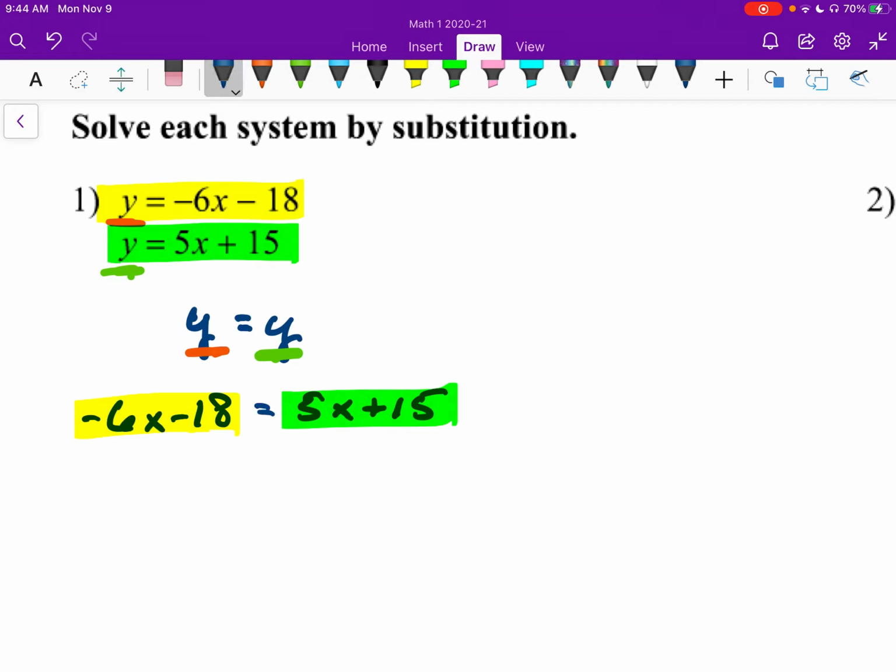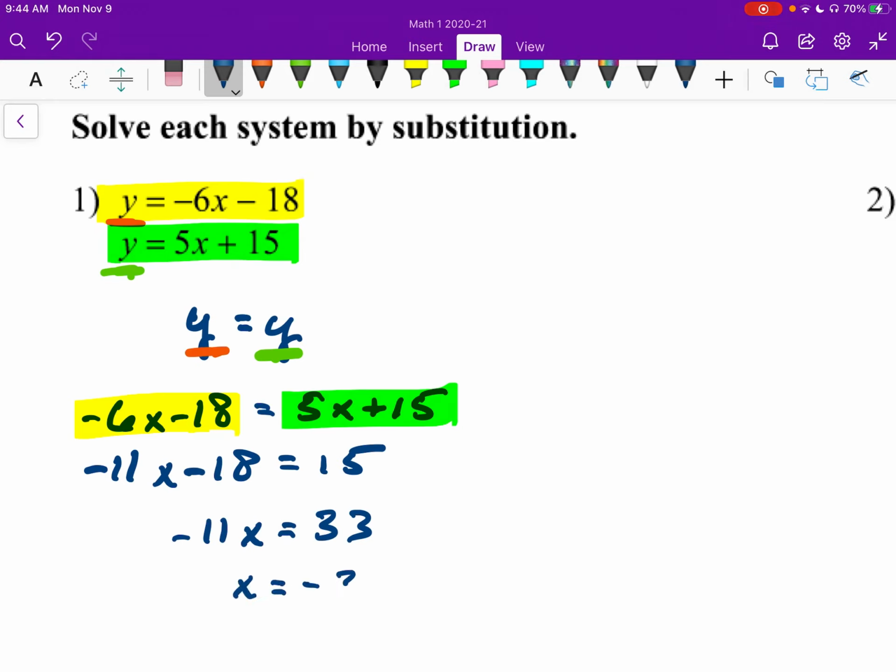Now I'm going to solve, and I'm going to get, what am I going to get? I'll put my x's on the left, so I'll subtract 5x from both sides. I'm going to have negative 11x minus 18 equals 15. I'll add 18 to the right, and I get, well, negative 11x equals, what's that going to be? 33. 15 plus 18 is 33. I divide by negative 11, and x is going to be negative 3.